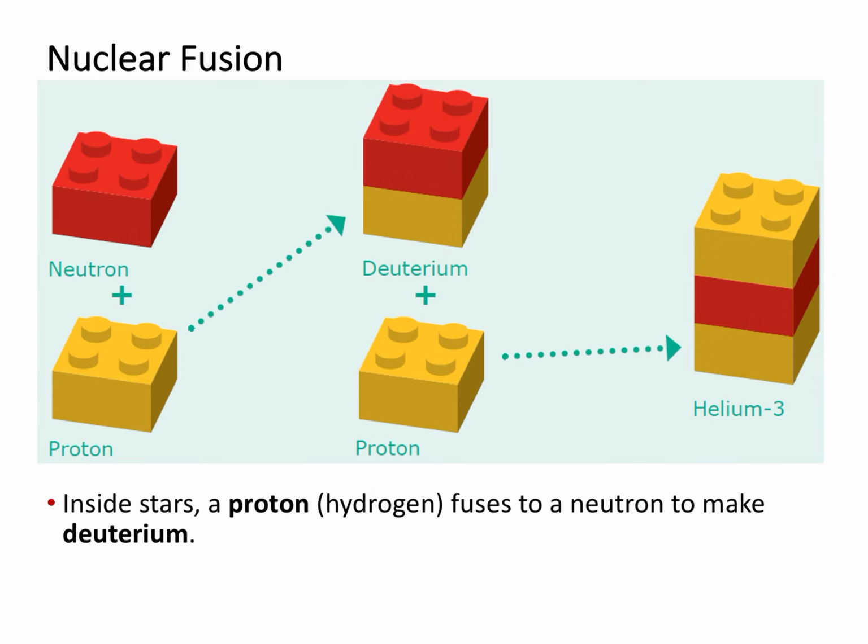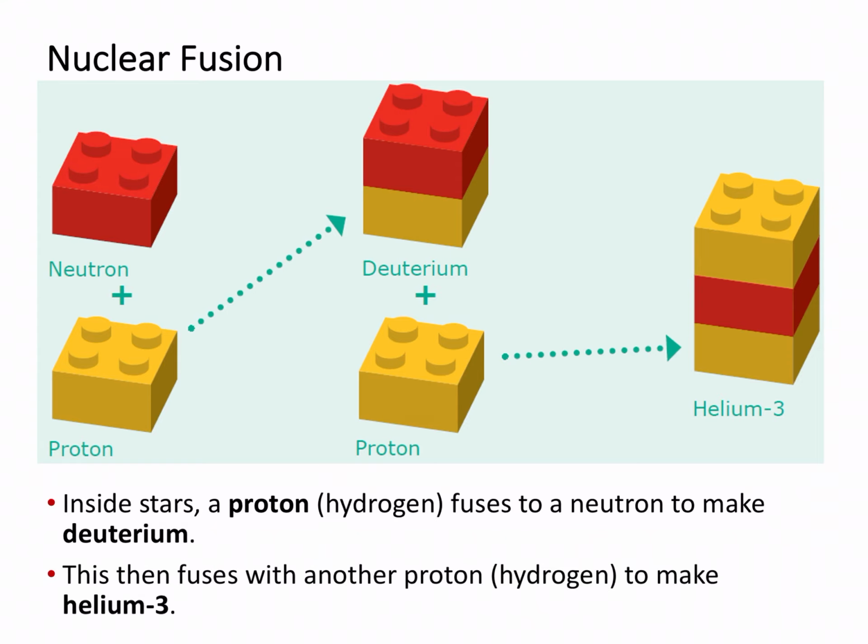So inside stars, this is what's normally happening. We've got a proton, hydrogen, fusing with a neutron to make deuterium. That's our first process. Then that comes together and fuses again with another proton, and this makes helium-3. This is one of our basic nuclear fusion reactions. This is one of the ones that would happen right at the beginning, where we've got plenty and plenty of protons and neutrons separated from their atoms, and they start to fuse.